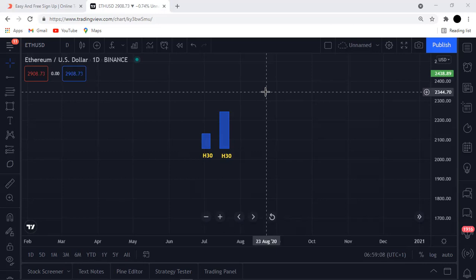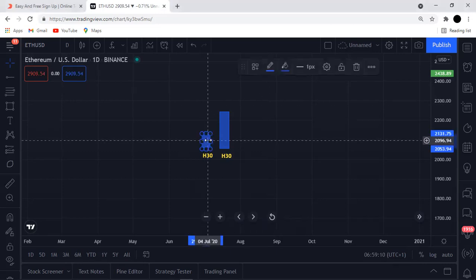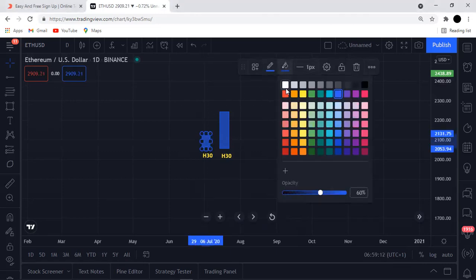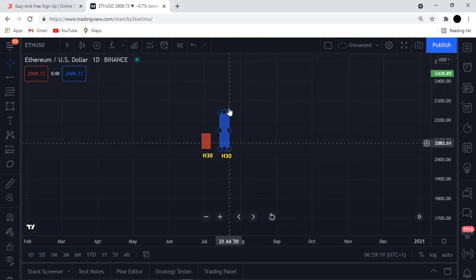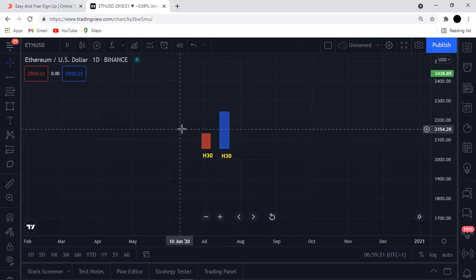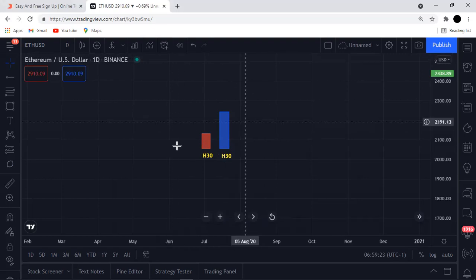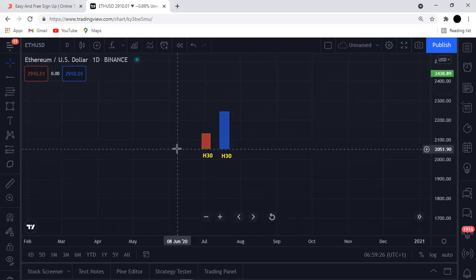So how do I know this bullish engulfing candle is valid? This would be red. Okay. Now you see this popping up under your 30 minutes. You've done your analysis. How do I know this is valid? How do I know this would stand?